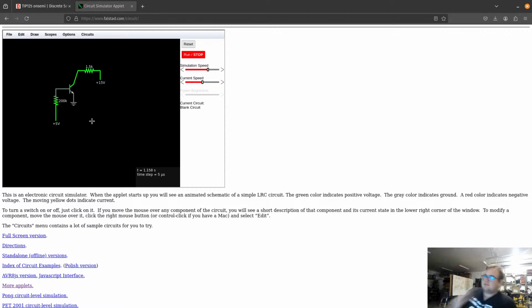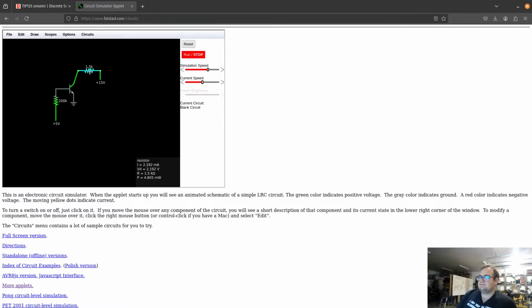Now, since there is enough current going through here, we can assume a beta of, say, 100. That means that there should be, so we have 22 microamps going through. A beta of 100 means that there should be 2.2 milliamps going through here, or up to 2.2 milliamps.